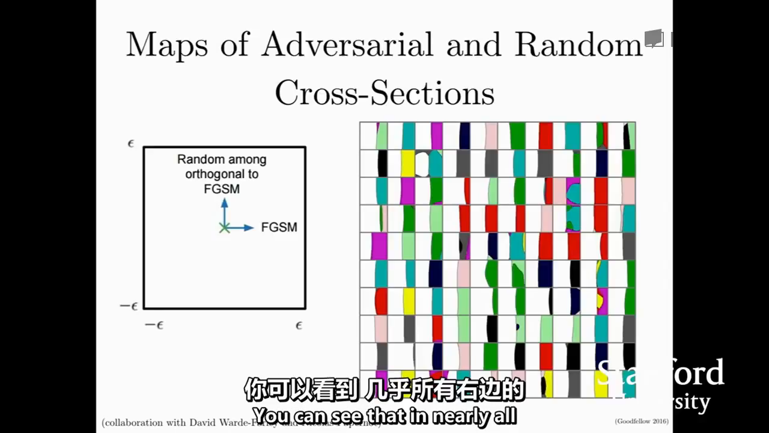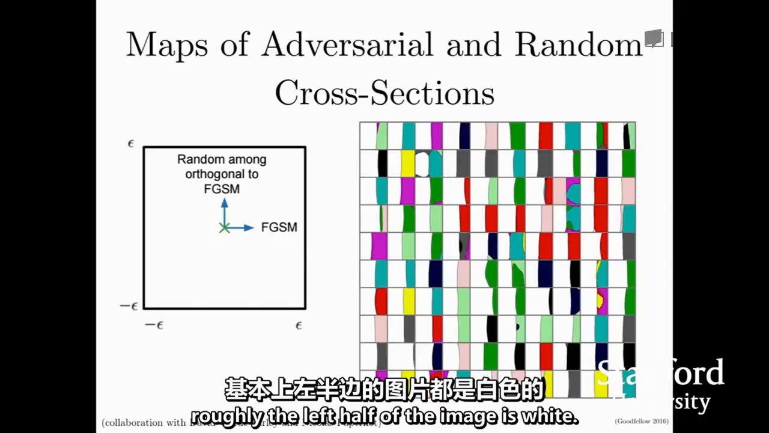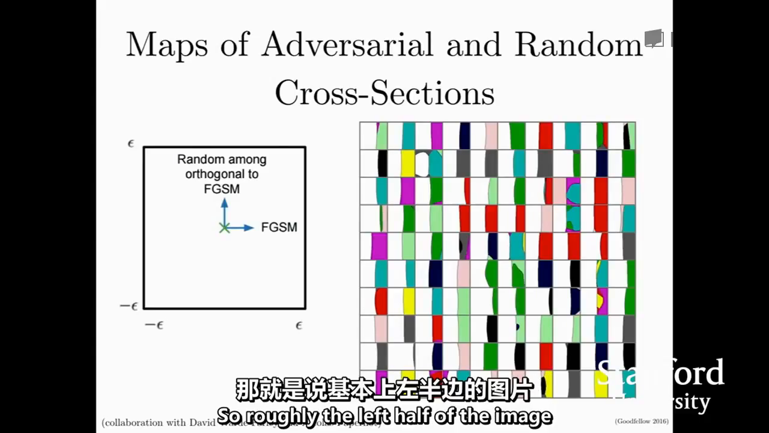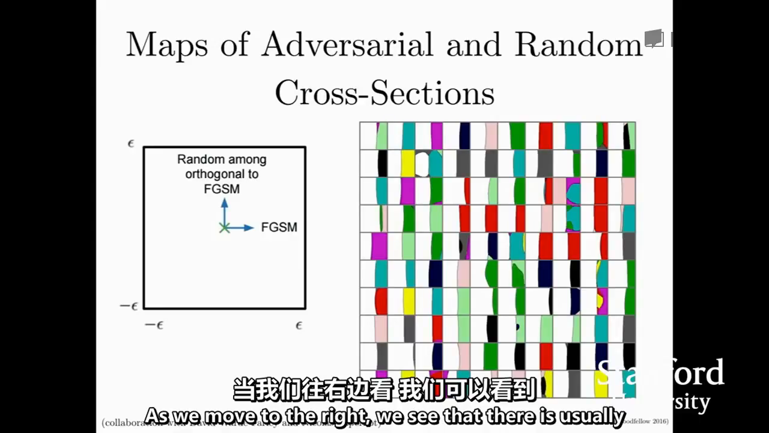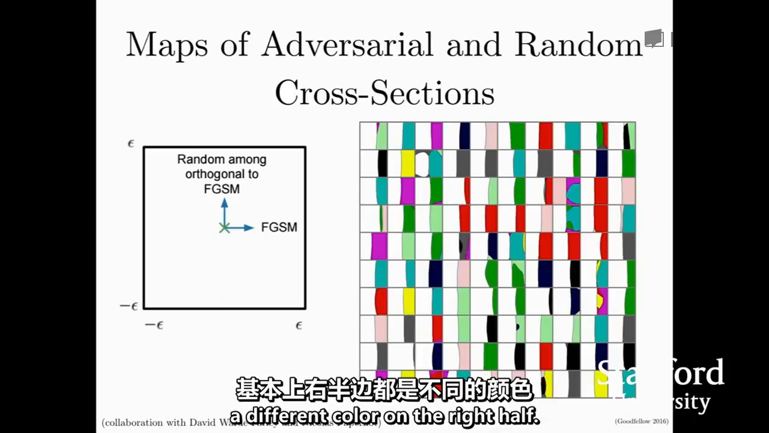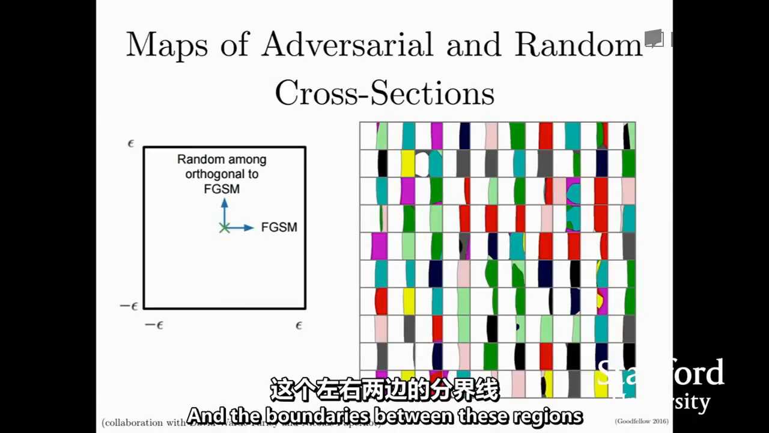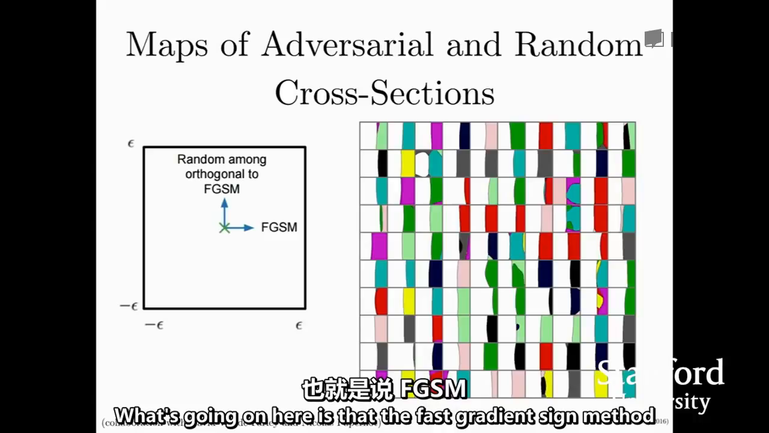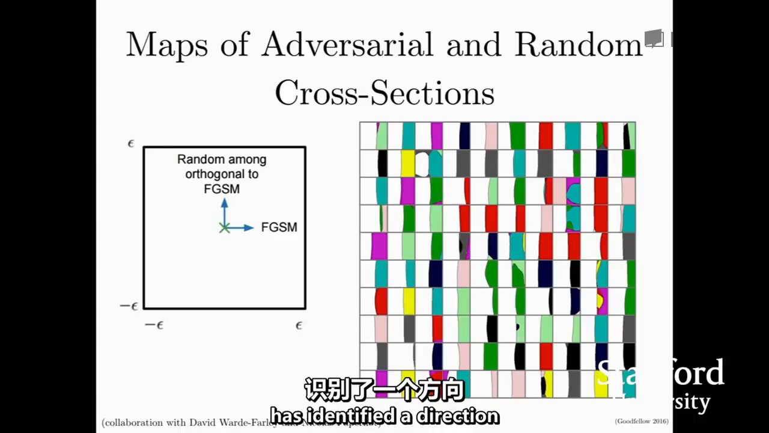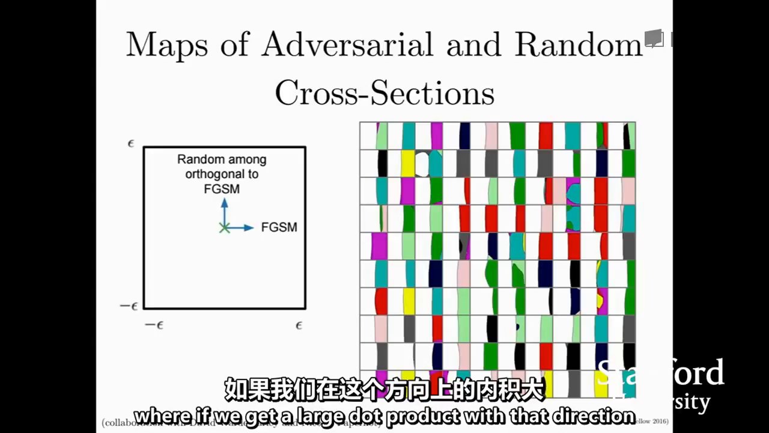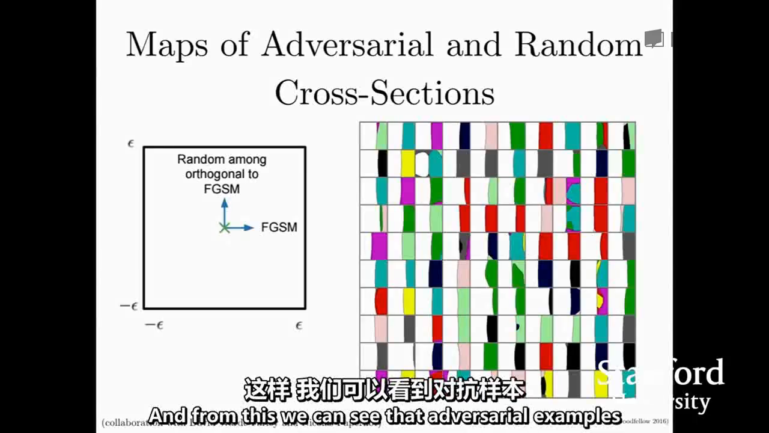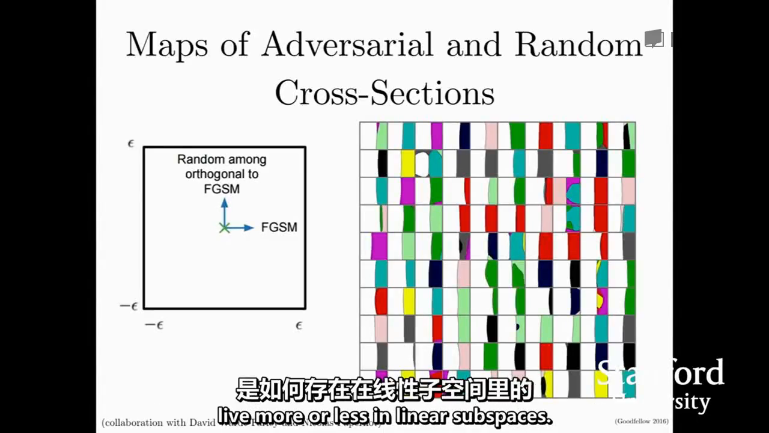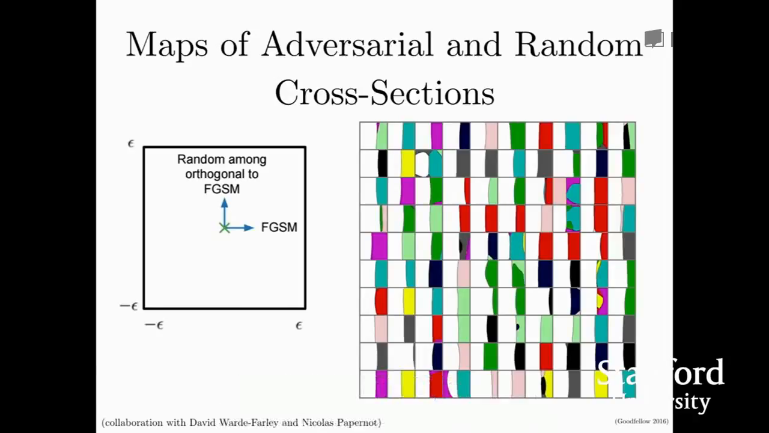You can see that in nearly all of the grid cells on the right, roughly the left half of the image is white. So roughly the left half of the image has been correctly classified. As we move to the right, we see that there's usually a different color on the right half. And the boundaries between these regions are approximately linear. What's going on here is that the fast gradient sign method has identified a direction where if we get a large dot product with that direction, we can get an adversarial example. And from this, we see that adversarial examples live more or less in linear subspaces.